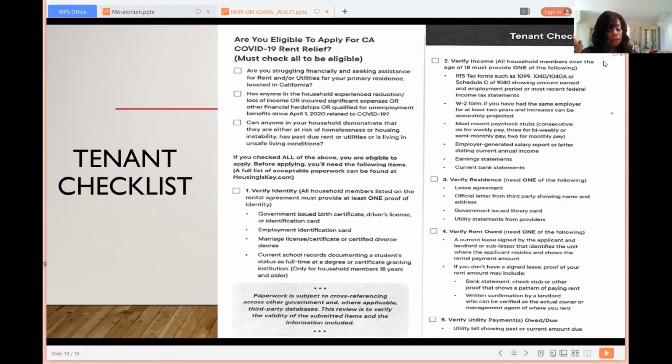Before applying, you need the following items. All these items you're going to take into the consultation with the housing department or renter assistance people. To verify, all household members listed on the rental agreement must provide at least one proof of identity, a government issued birth certificate, driver's license, or your identification card.